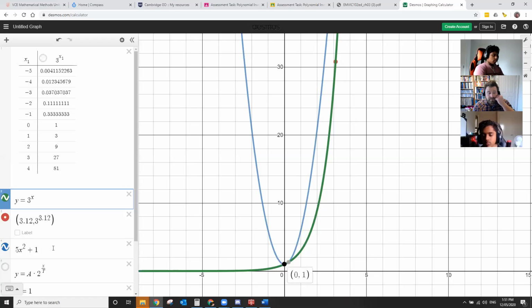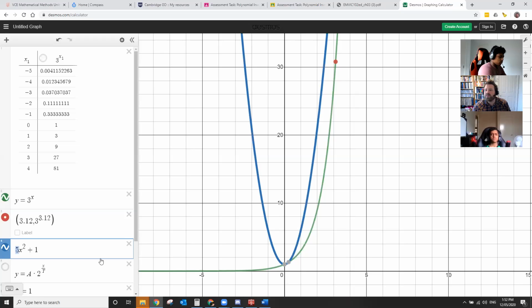My apologies. Just like 3 to the power of x is when x is 0, 3 to the 0 is 1. So they have the same y-intercept. And at first, it really seems like the parabola is growing faster. It streaks away from the exponential, and it stays ahead. And that's because it's got that big 5 out in the front, multiplying. Every value you get for y gets multiplied by 5, so it becomes really big.